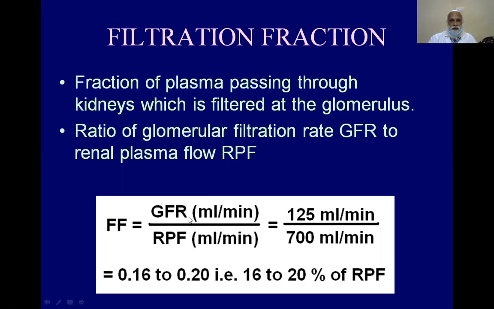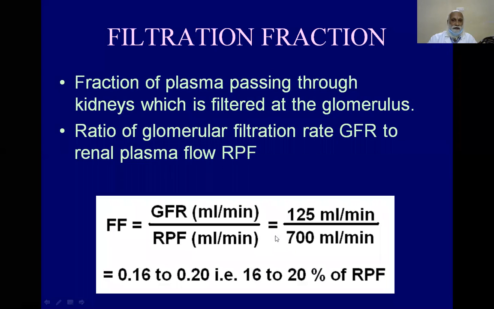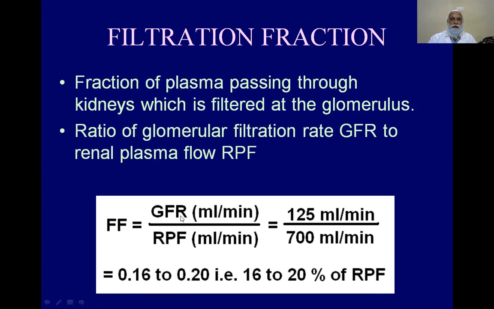So how much is usually the filtration fraction? GFR is usually about 125 ml per minute, while we already said that out of 1200 ml of blood, 700 ml is the renal plasma flow. So 125 by 700. If you calculate, it comes to about 0.16 to 0.2. GFR by renal plasma flow comes to about 0.16 to 0.2. Or simply, if you multiply by 100, it becomes 16% to 20% of renal plasma flow coming in as filtrate.